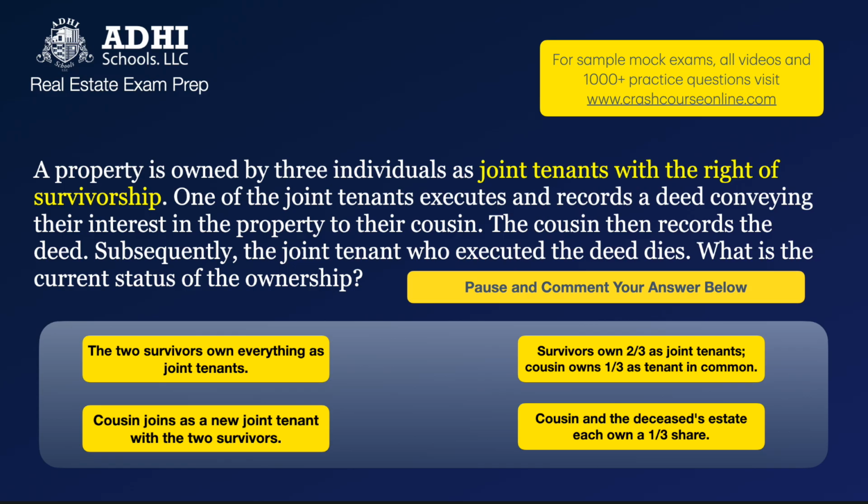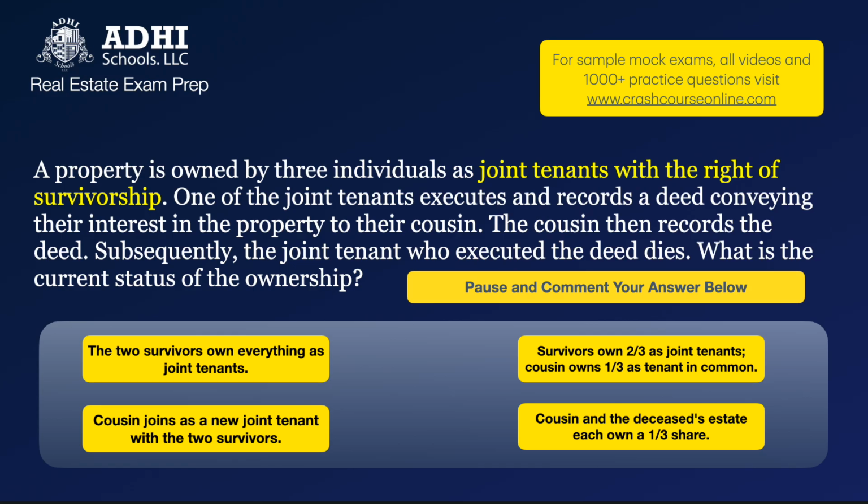So let's break down again what's happened in this question. Three people own a property together as joint tenants with the right of survivorship. One of the joint tenants sells their share to their cousin. Then the seller ends up dying. How is the ownership set up now? Well, there's a few things happening here. First, can one joint tenant sever their share? Can you sell your share in a joint tenancy to someone else?